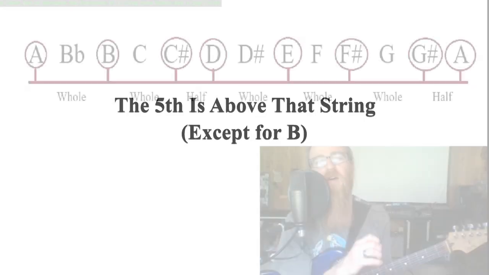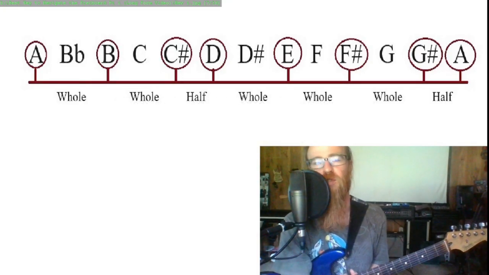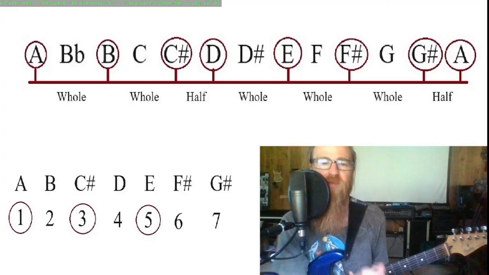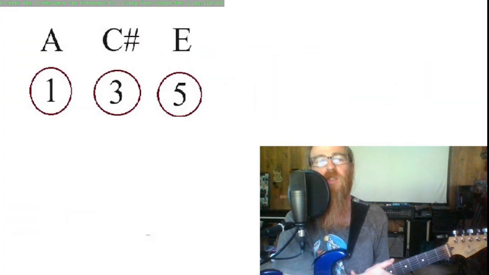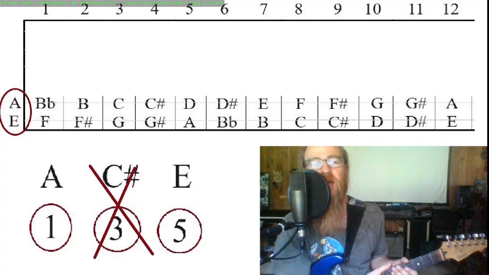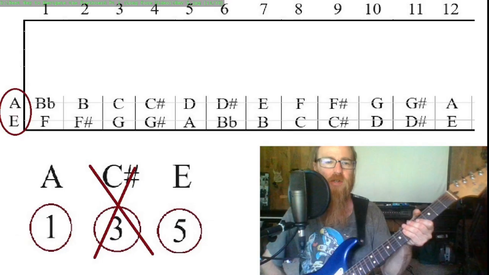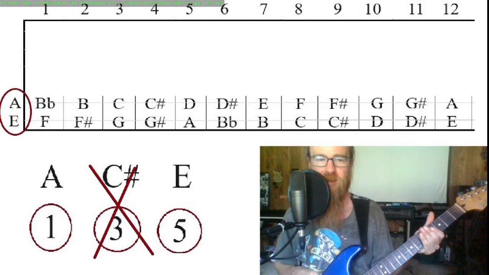So we're going to make a scale to demonstrate this. It's whole, whole, half, whole, whole, whole, half: 2, 2, 1, 2, 2, 2, 1. And a major triad is 1, 3, 5. So once you know that, you can take A, C sharp, and E, and you're going to know that if you're on A, the fifth interval above it is E.